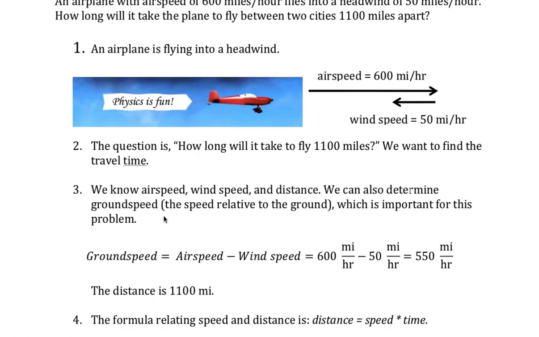All right, so what do we know? We know the airspeed, the wind speed, and the distance. We can also determine the ground speed, which is the speed relative to the ground. And that's the thing that's important in this problem because the cities are on the ground. Okay, so the ground speed is the difference between the airspeed and the wind speed. So that comes out to 550 miles per hour. Okay, so that's our ground speed, and then we have a distance of 1,100 miles.